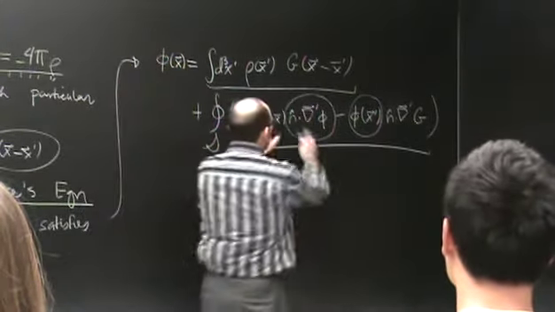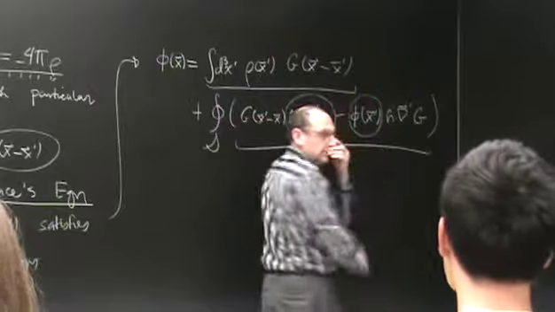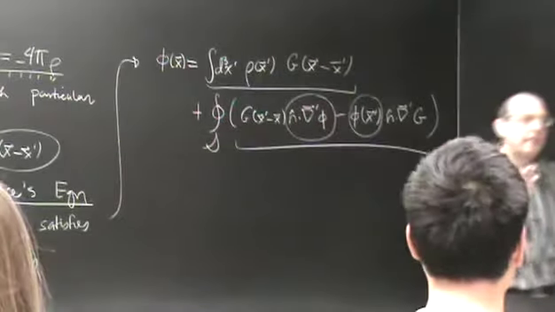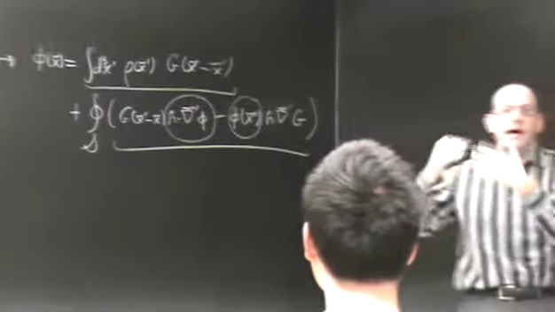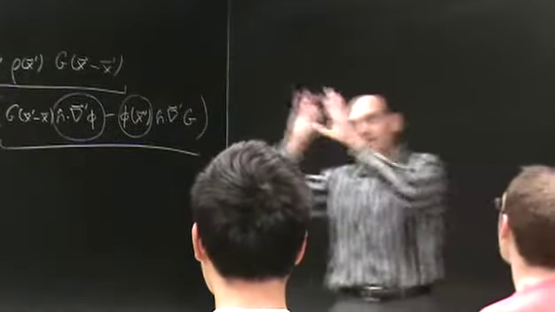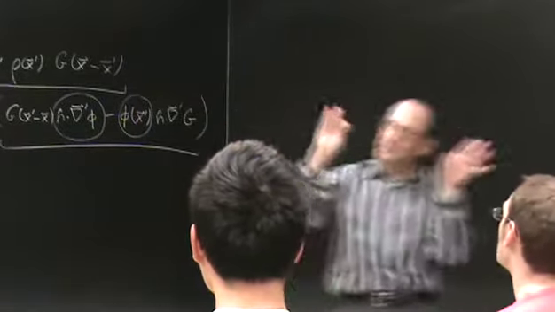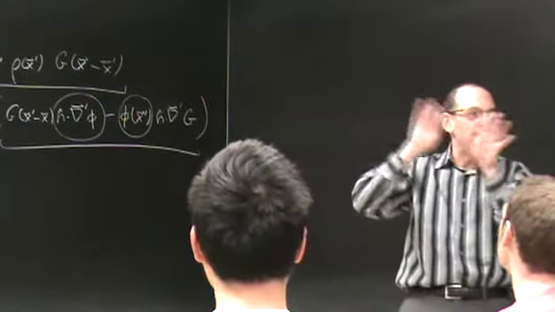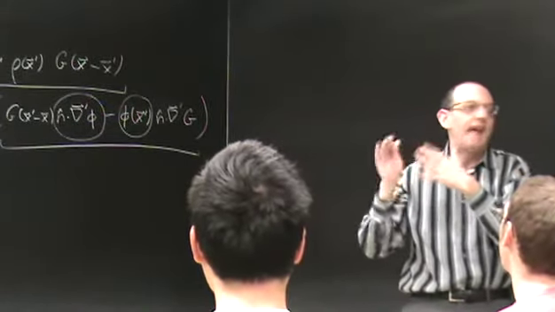Right? If I specify this everywhere, I can't specify both. I can have a conflicting solution if I have both. I can have in some regions the potential, in some regions the normal derivative, but I can't specify both those things and have a unique solution.